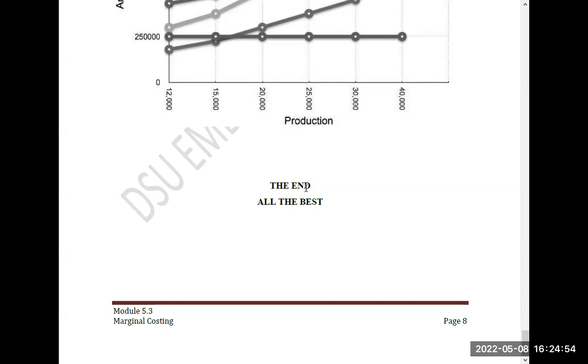100 marks: Section A, 5 mark questions. Section B, 10 mark questions. Section C, 15 mark questions. Section C, 3 into 15, 45 marks. Section B, how many marks? 4 into 10, 40. 40 plus 45, 85. 3 into 5, 15. That's the exam pattern.